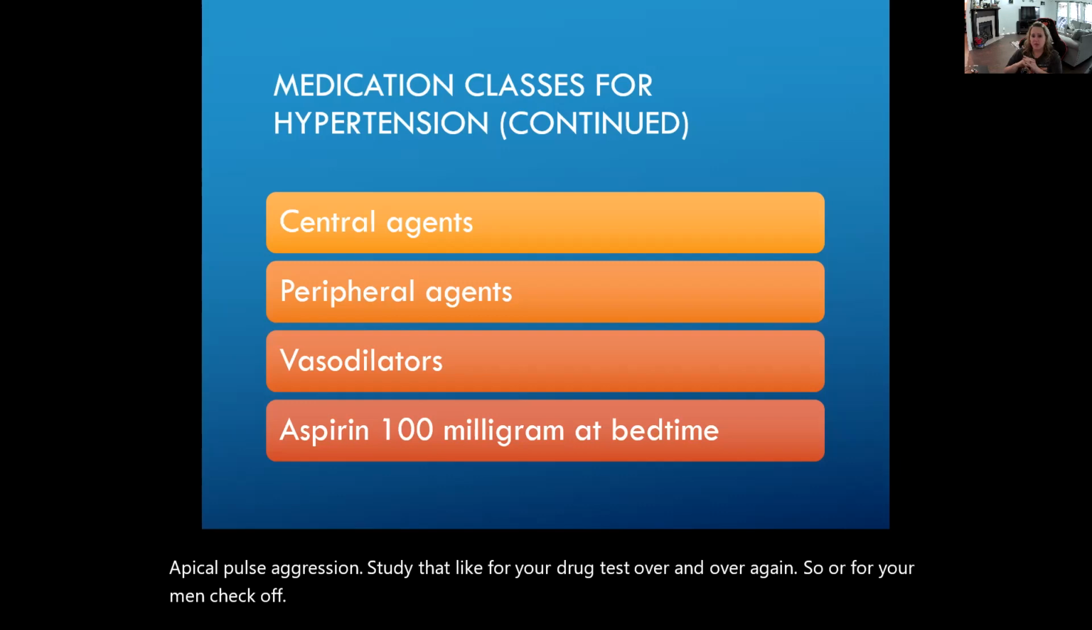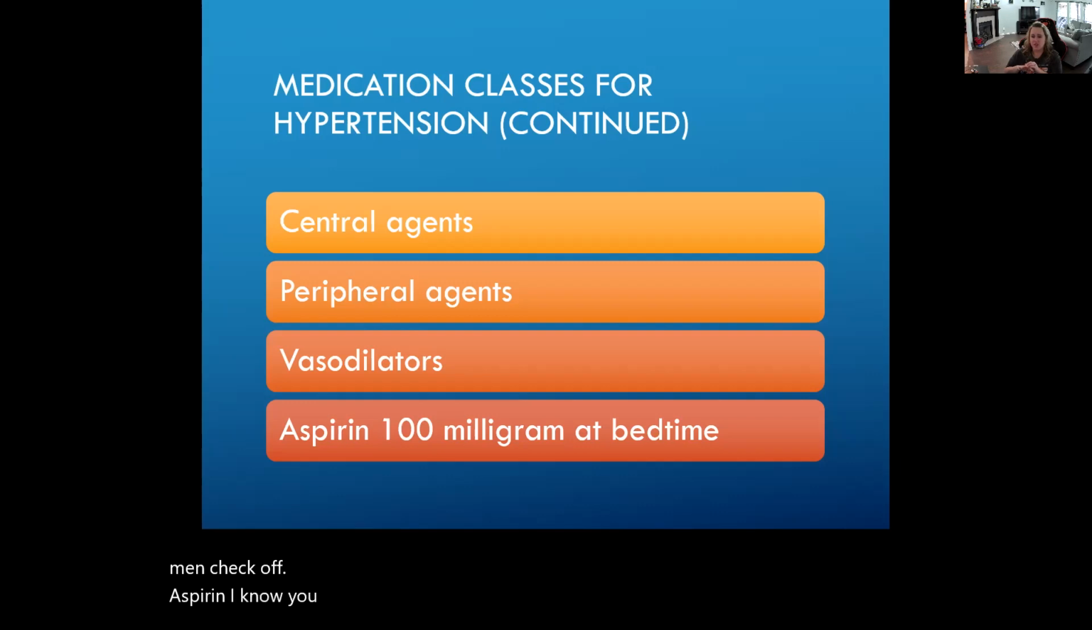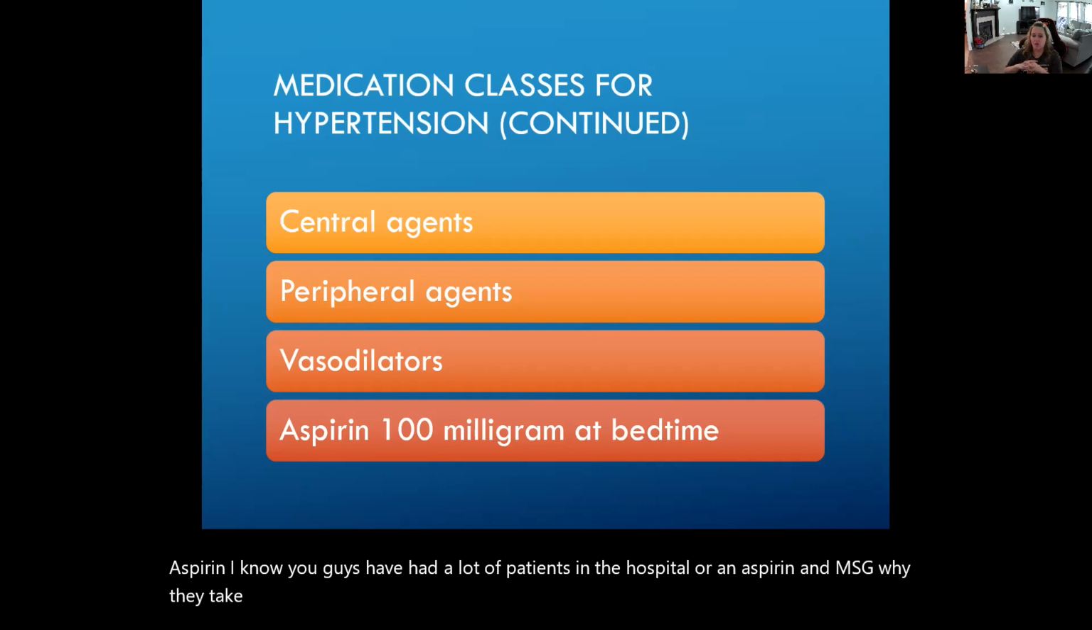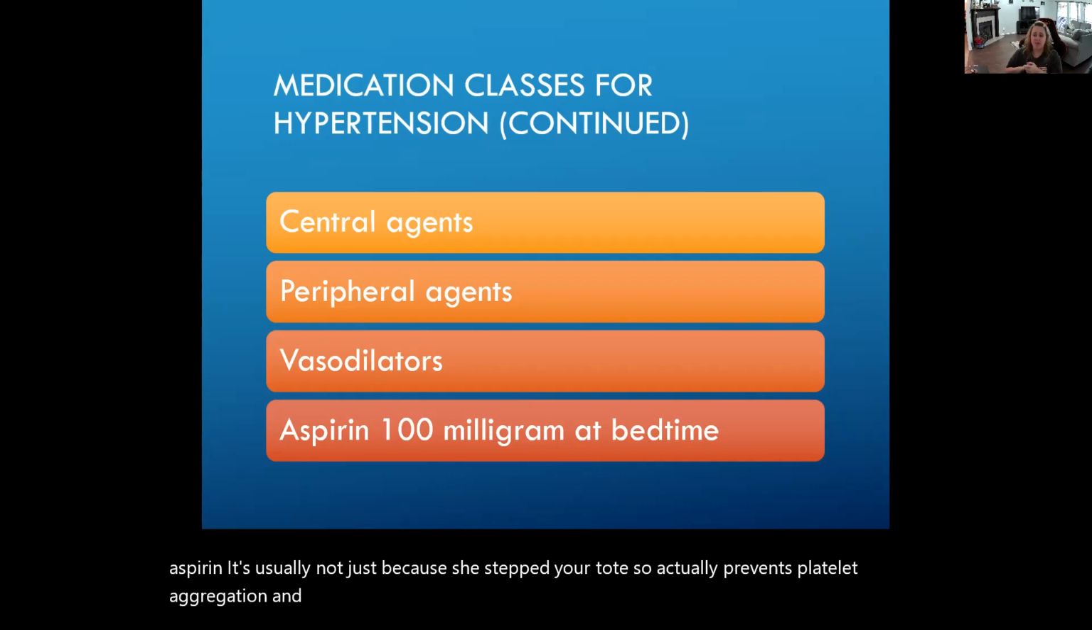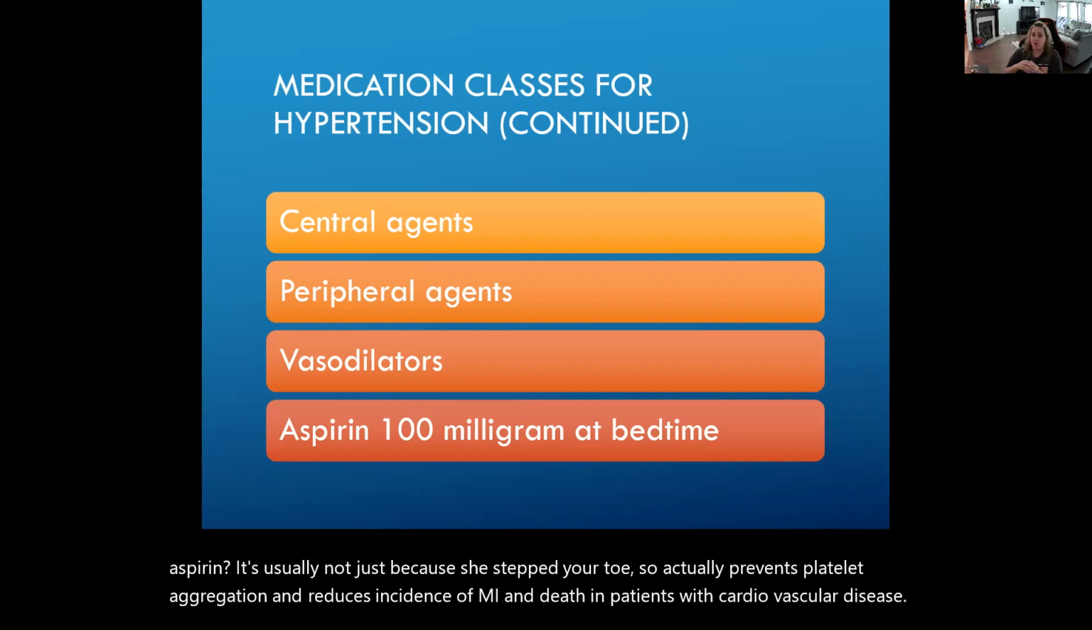Aspirin. I know you guys have had a lot of patients in the hospital that are on aspirin, and I've asked you why they take it. So I hope if you've at least passed meds with me, you know why your patients are on aspirin. It's usually not just because you stubbed your toe. So aspirin actually prevents platelet aggregation and reduces incidence of MI and death in patients with cardiovascular disease. So that's why somebody would be on an aspirin.